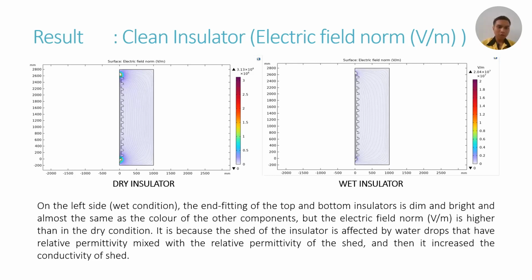The next result is the clean insulator electrical field normal, V per m. On the left side is dry condition, and the right side is wet condition. The fitting of the top and the bottom insulator is dim and bright and almost the same color as the other components, but the electrical field normal is higher than the dry condition because the shade of the insulator is affected by water drops that have a relative permittivity mixed with the relative permittivity of the shade, and then it increases the conductivity of the shade.